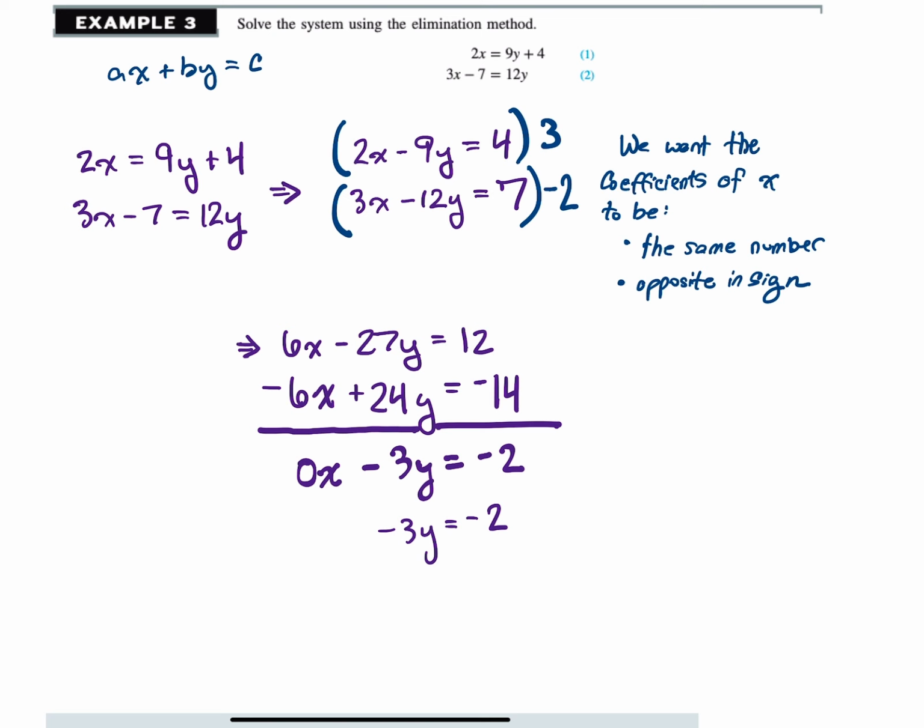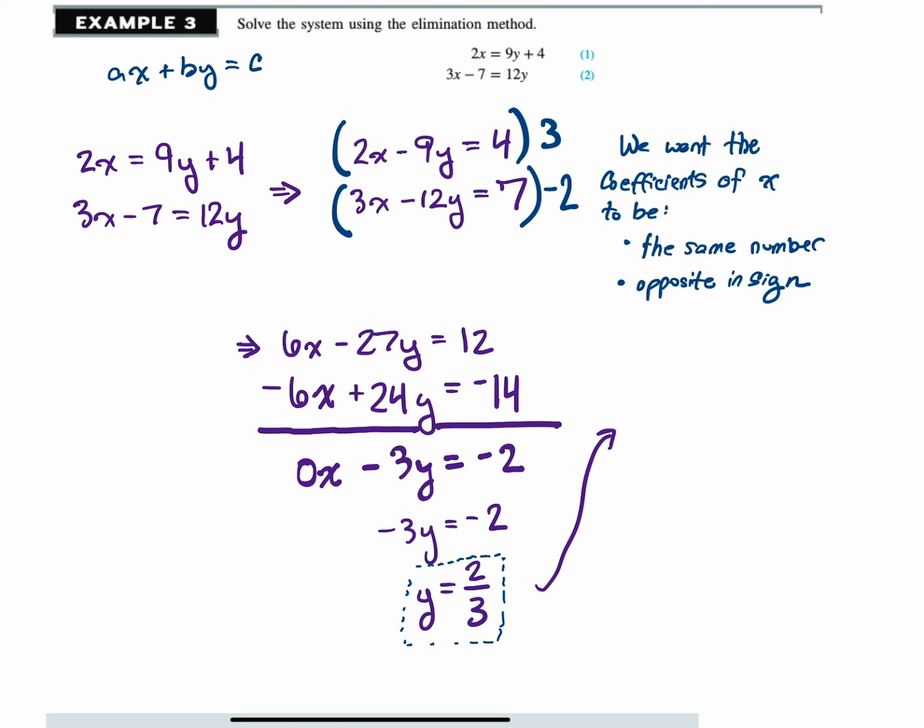Then let's divide both sides by negative 3. So the negatives will cancel because we have a negative divided by another negative, and we'll get positive 2/3 as the result. So we got a fraction which is slightly annoying, but it'll be okay. So y equals 2/3. So let's take this number and plug it in to one of the original equations. So let's just take this first one again.